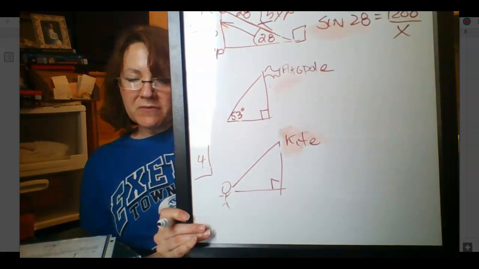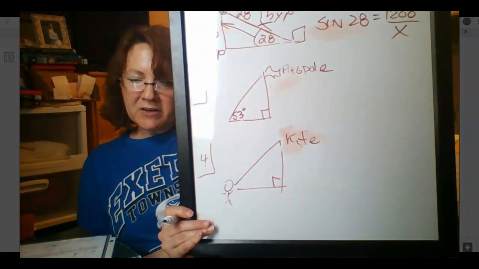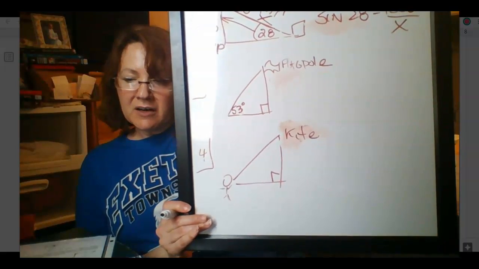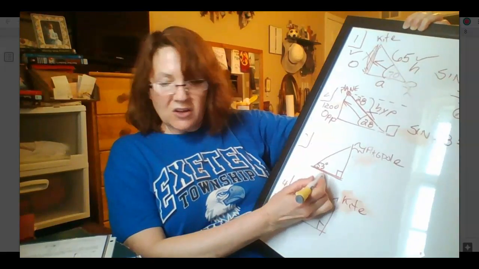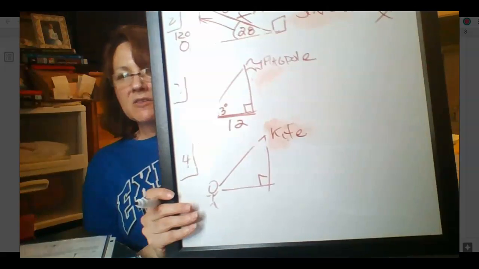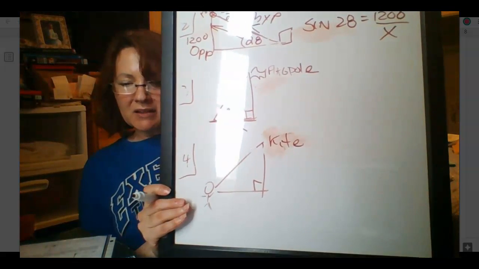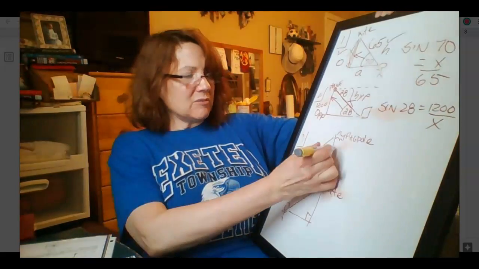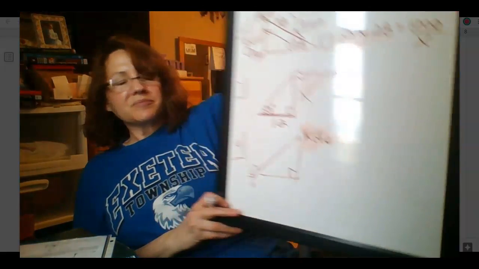There's a point 12 feet from the base of the flagpole. Well, this is base. Base means along the bottom. So that's why I'm going to put my 12 there, because it's talking about the base of the flagpole. So I'm going to put my 12 right there. It wants to know how tall is the flagpole. So that's going to be my x right there. How tall is my flagpole?